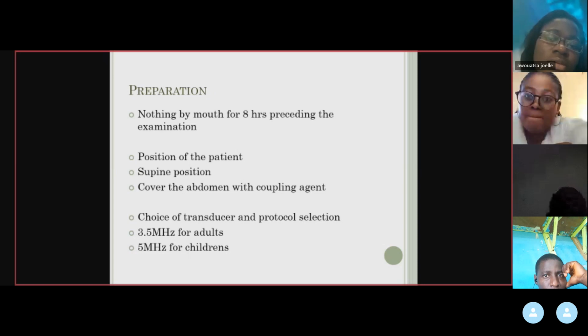For patient position, the patient will lie down supine on the table in the ultrasound room, and we will cover the patient with the coupling agent, that is the jelly, and then select the transducer and the protocol. For an adult, we use a 3.5 megahertz frequency, and for children, we use 5 megahertz frequency, because children require lesser depth than adults.